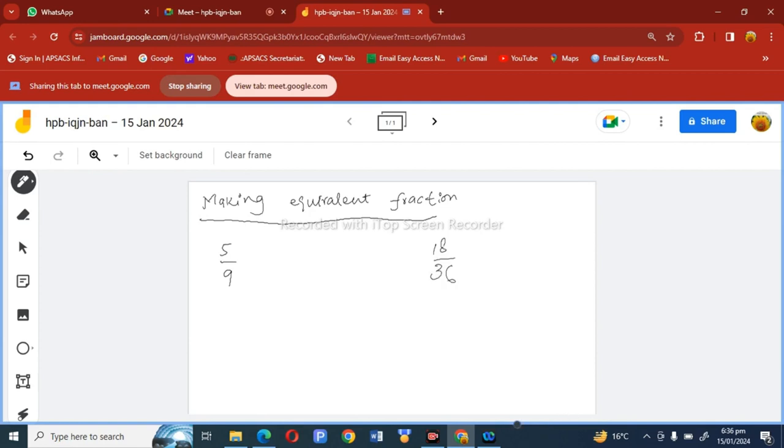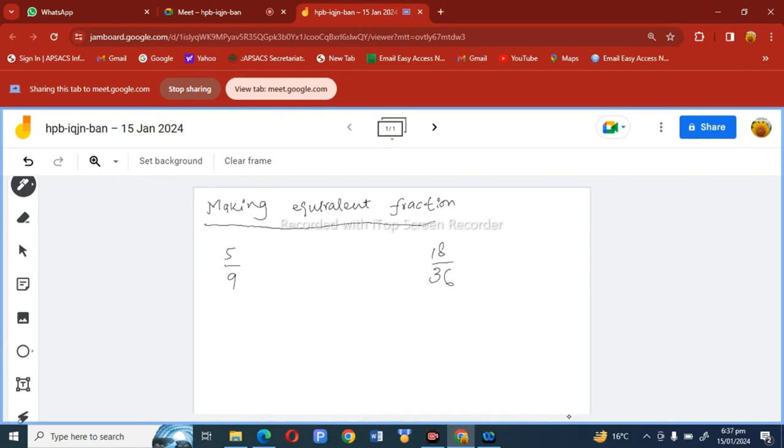So first you have to see that here you cannot simplify 5 by 9. So when you cannot simplify the fraction, you will multiply the numerator and denominator by some number to make it equivalent. Here you can see that you can make it equivalent by multiplying it by 2.